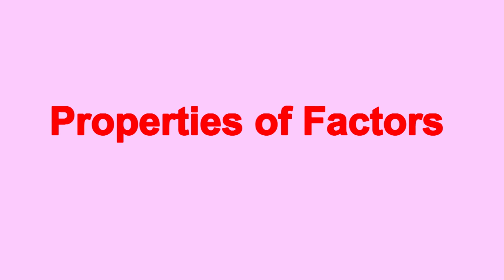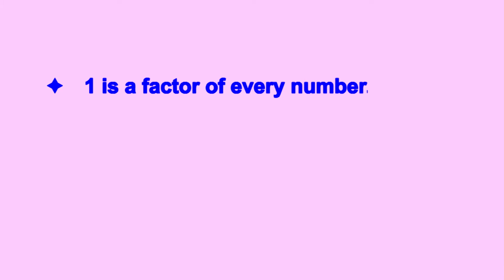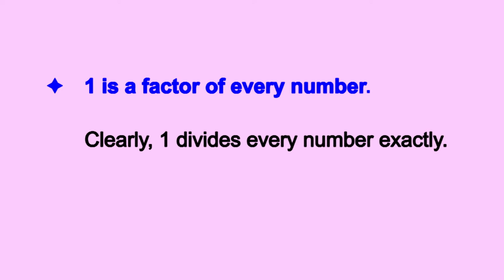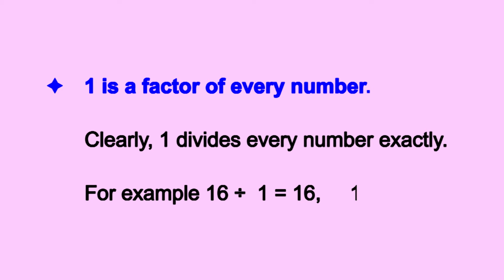Properties of factors. What is a factor of every number? Clearly, 1 divides every number exactly. For example, 16 divided by 1 is equal to 16. 13 divided by 1 is equal to 13.